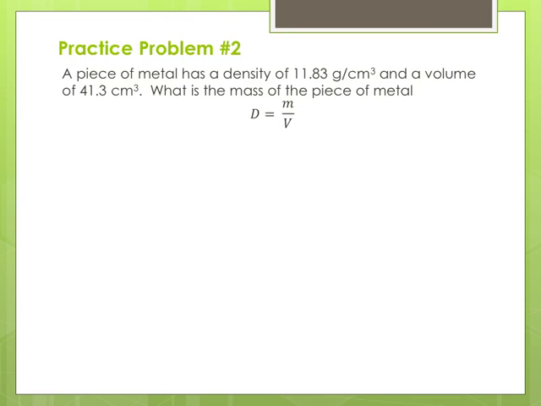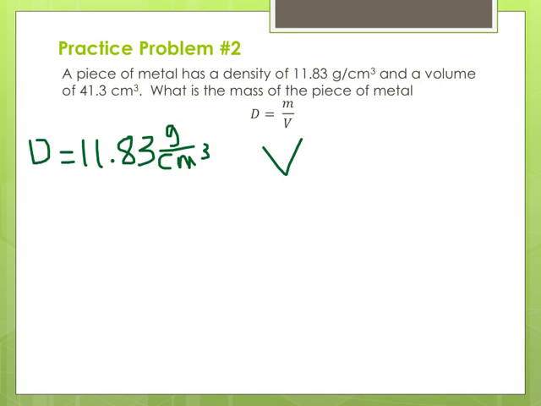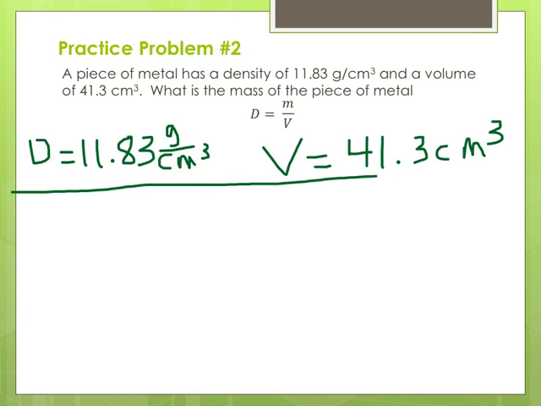Okay, so our second problem is another density problem. This time we're given a metal with a density of 11.83 and a volume of 41.3 centimeters cubed. And now we're asked to solve for mass. So one more time, we're going to identify our variables. So D is equal to 11.83 grams per centimeter cubed. And in this case, our volume is given, so V is equal to 41.3 centimeters cubed. Draw a line to keep it neat.